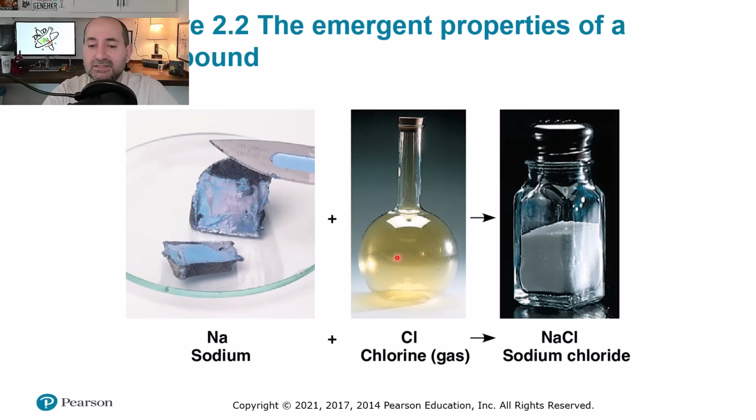So the yummy table salt is an emergent property, is it not? It is different than the sum of its parts. An explosive metal and a toxic gas come together to form a yummy seasoning. So this is an emergent property of this compound. And compounds have these emergent properties that are different than the sum of the individual elements that make them up.